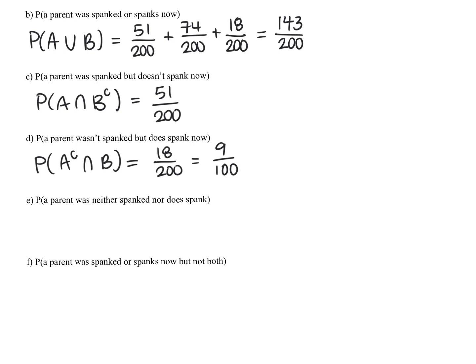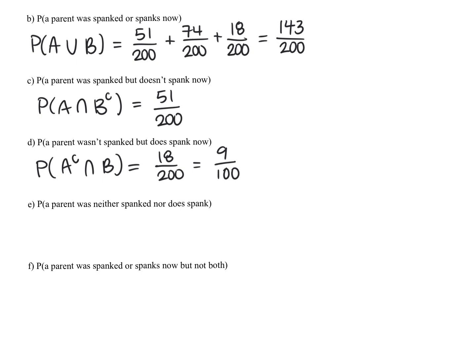In E, we want the probability a parent was neither spanked nor does spank. So that's the probability of not A and not B, which is everything outside our two circles, which we found to be 57 over 200.